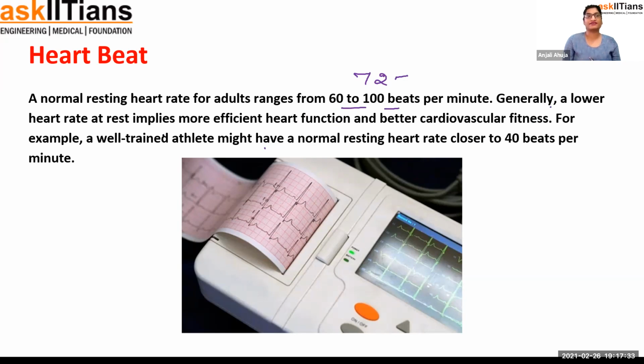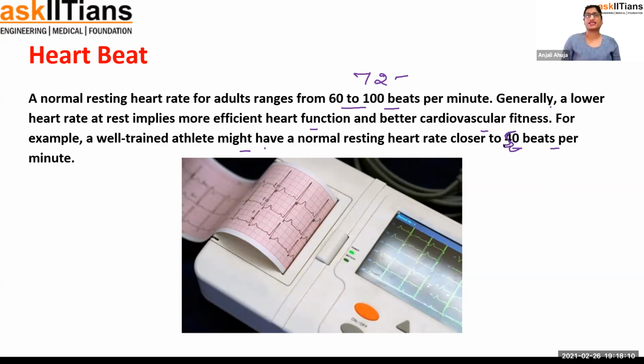Generally, a lower heart rate at rest implies more efficient heart function and better cardiovascular fitness. A lower heart rate means not 50, not 40, but 72 or 70 or 68, something like that. But for example, a well-trained athlete might have a normal heart rate closer to 40 beats per minute. Now, as they have written, 40 beats per minute is fine, but it should not be very low. Even if they have written it, I will say 40 is still very low. If it is near 50 or 60, then it is fine, but not 40.